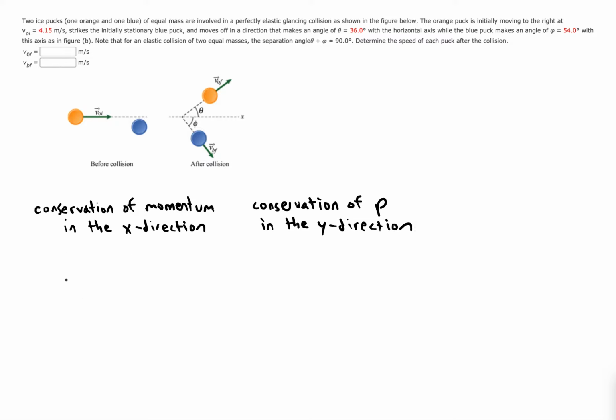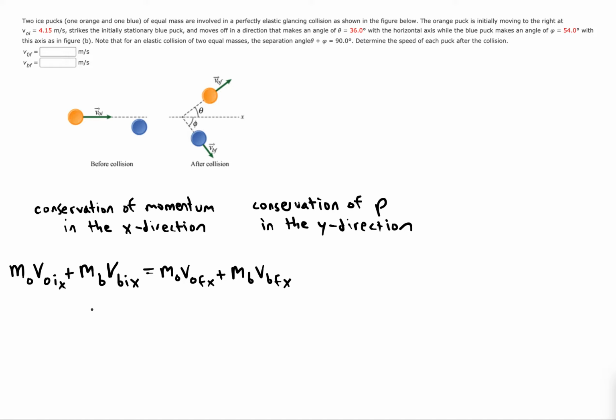Alright, so let's write an equation for the x. They've got VOI, so that's the initial orange. We need the mass of the orange times the velocity of the orange initially, plus the mass of the blue times the velocity of the blue initially. But this is all in the x direction. Has to equal the mass of the orange times the final velocity of the orange and the mass of the blue times the final velocity of the blue.